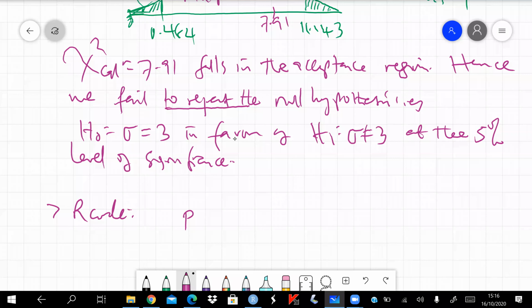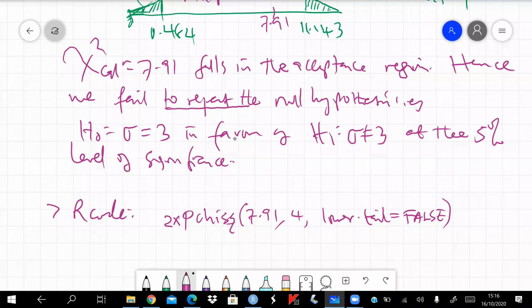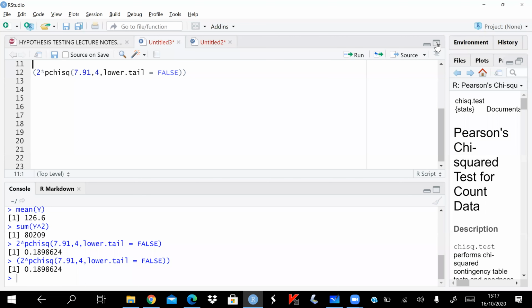for the upper tail. For the upper tail will be pchisq. Then we have 7.91, which is our observed test statistic. Then we have 4 degrees of freedom. Then usually you say lower.tail is false. And now because these are two tail tests, you must always multiply here by 2. So let's quickly go to R and do it very fast. We see the observed p-value. So you will type the R code this way.